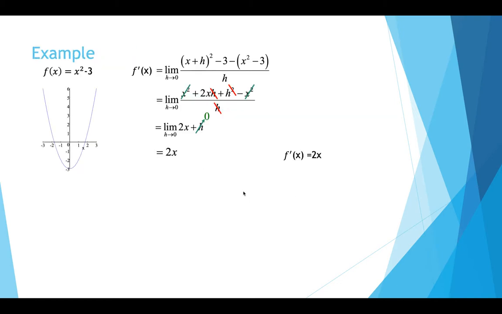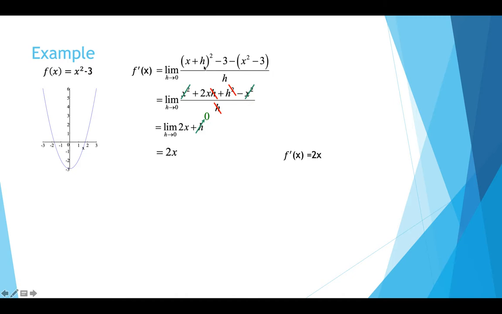Okay, so here we have an example. Here's our function, f of x equals x squared minus 3. We're going to use the definition of the derivative to find the derivative of x squared minus 3. So f prime of x equals the limit as h goes to 0 of x plus h squared minus 3. That's f of x plus h, and then minus f of x, so x squared minus 3.